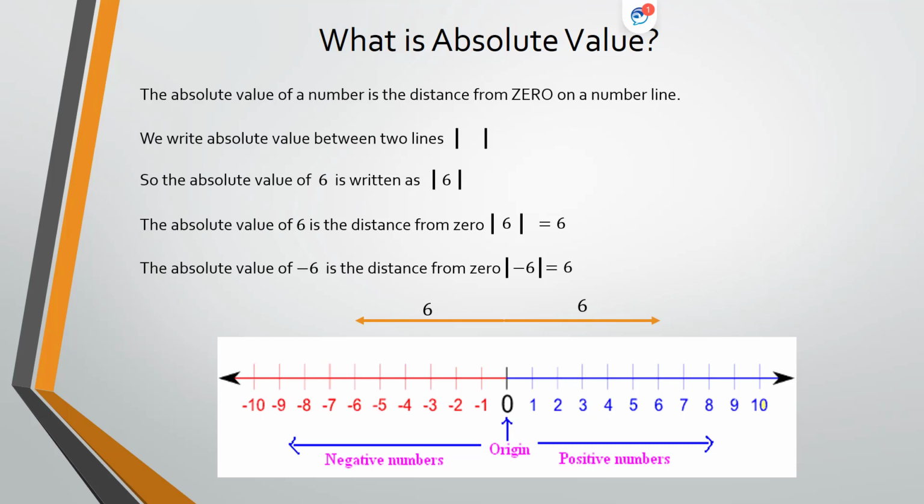Now if you're not sure about this, imagine you and your friend are on the number line standing at 0. You are walking 6 units to the right in a positive direction. Your friend is walking 6 units to the left in a negative direction. You are both walking the same distance, 6 units. And this is the absolute value, the distance you are walking.